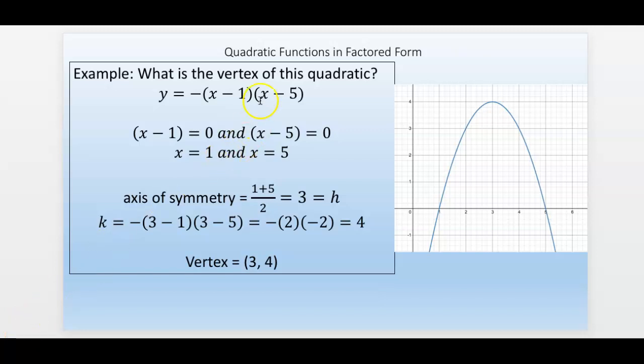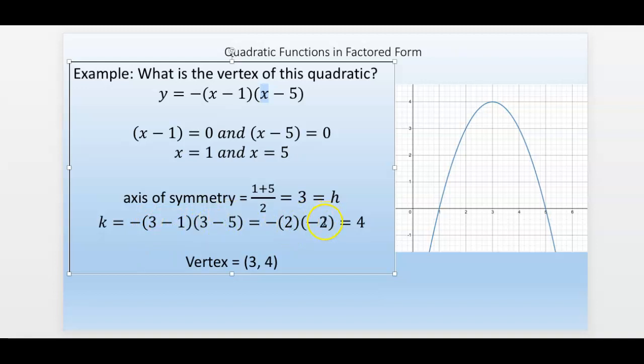Oh, I'm sorry, this is a different quadratic. It's upside down: (x minus 1)(x minus 5). You can see the two intercepts are 1 and 5. Add those up and divide by 2. So x equals 3 is the axis of symmetry. So you can put 3 in where x is in each factor. 3 minus 1 is 2, and 3 minus 5 is negative 2.